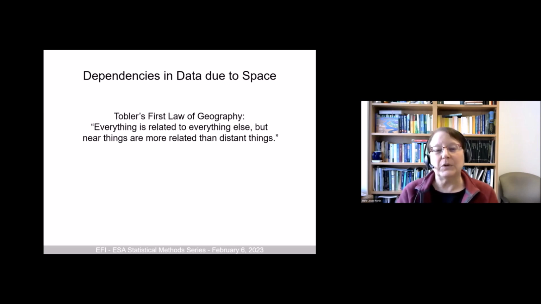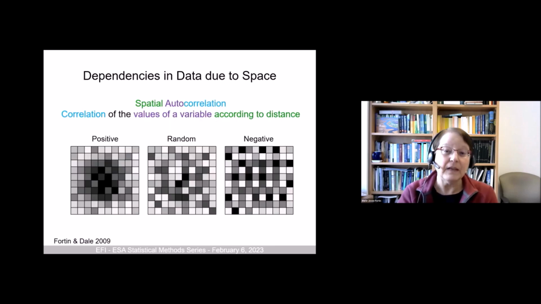So data have some dependency due to space, and this is Tobler's first law of geography, where everything is related to everything else, but nearby observations are more related than distant ones. So this is the principle that makes it important to have spatial regression, spatial models, to account for this dependency.